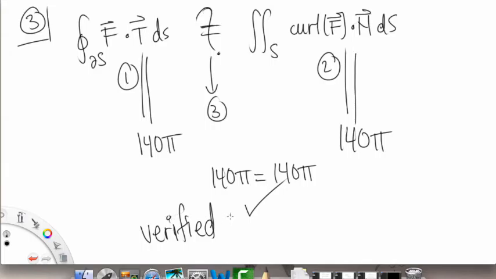Okay, so yay. Really happy that they came out equal. That's always enlightening, right? It's very rewarding when you get the correct answer. It might take a while to get there, and it might take a lot of trial and error, but once you get there, that's always good. So that was an example of verification of Stokes' theorem.